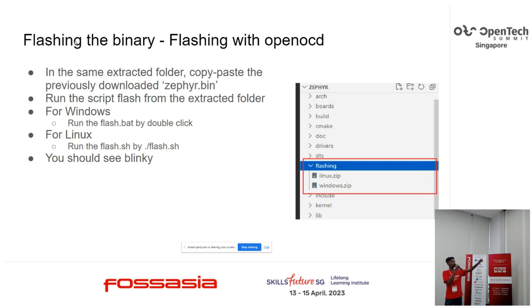So for Windows, you can just double click the flash. You will see something called flash. It's basically a batch file to run the script. You just double click it if your board is connected, and if your blinky file is in the same directory where you downloaded and extracted the zip, it will load that blinky on your board, and your board will start blinking if it's correct.